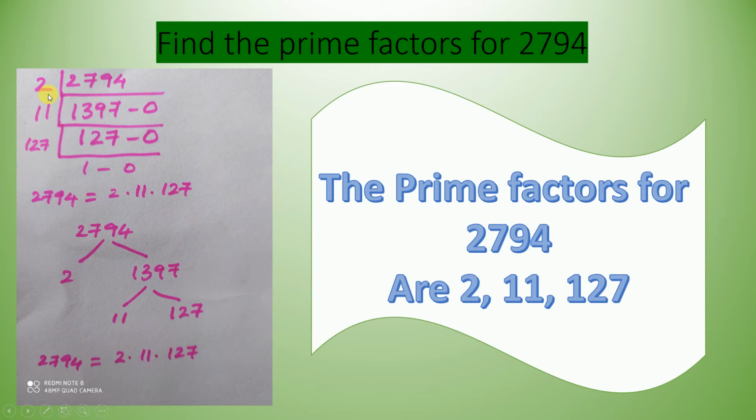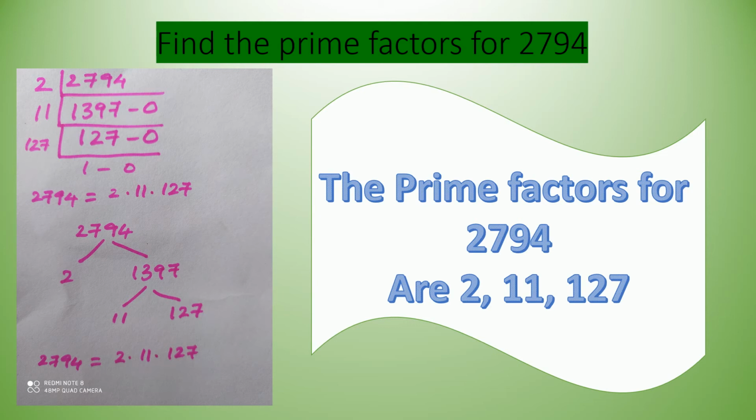Then there is no prime number in between 2 and 11 that can divide 1397. How can you come to that conclusion? By using divisibility rules. This is somewhat a time consuming process because you have to check the prime numbers in between 2 and 11, which are 3, 5, 7. So 3, 5, 7 do not divide 1397 evenly.